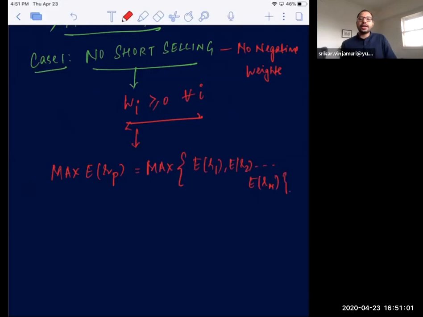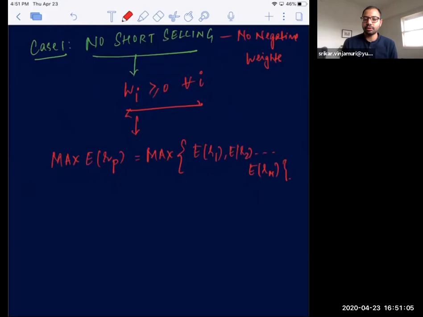So if you have n different assets to choose from, under conditions where there's no short selling allowed, it makes sense, right? If you're after the maximum expected return for your portfolio, the best you can do is choose the asset with the highest return, put 100% weight on it, and then you're done, right?